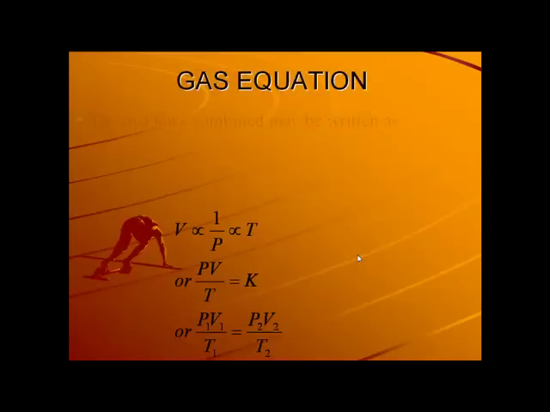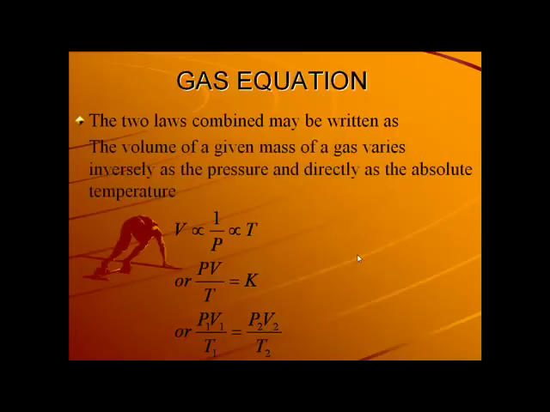Gas equation. The two laws combined can be written as: the volume of a given mass of a gas varies inversely as the pressure and directly as the absolute temperature. Therefore, V is proportional to 1 by P proportional to T, or PV by T is equal to K, or P1 V1 by T1 is equal to P2 V2 by T2.